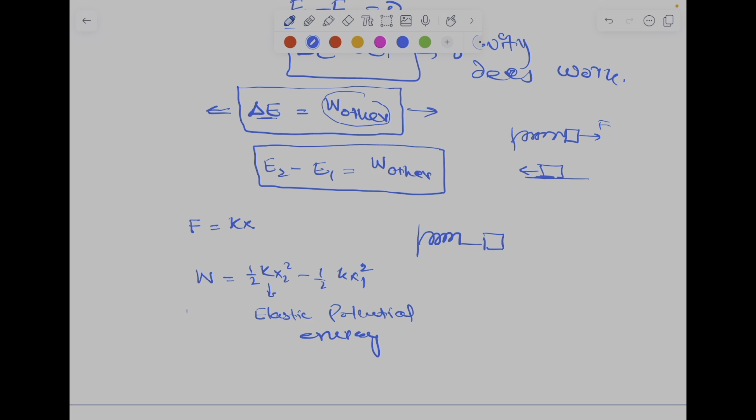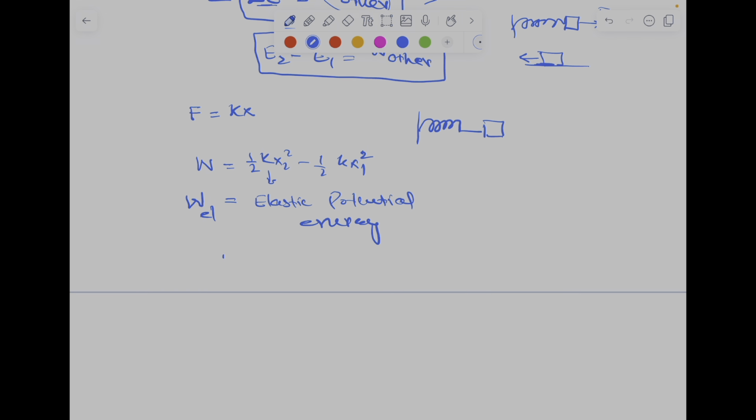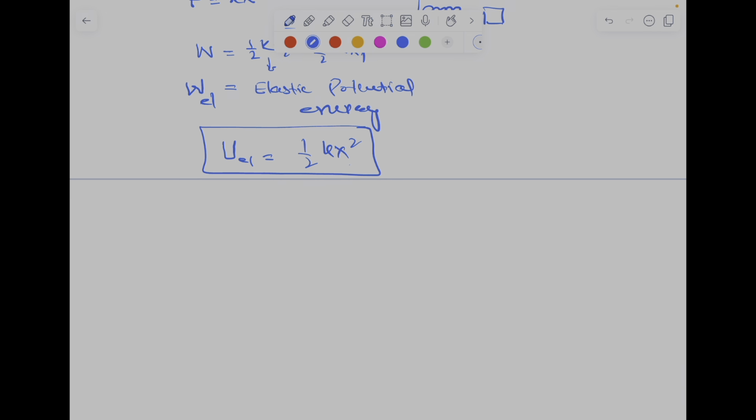So the work done is by the elastic potential energy. So your elastic potential energy will become 1/2 kx squared. This is the work done, okay? And we learned that your work done is the minus the change in potential energy, okay? So if the force is elastic, then your energy is elastic, okay?